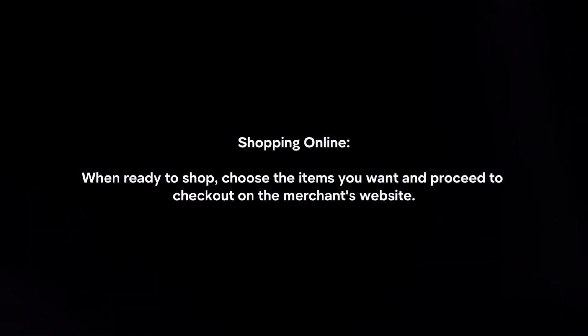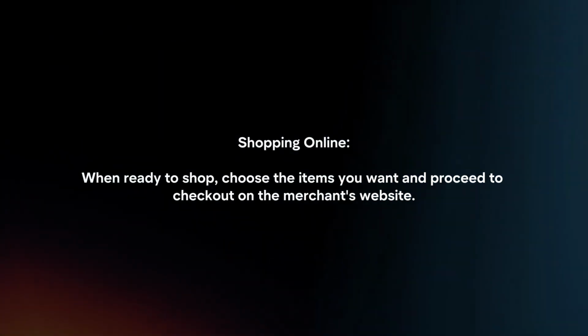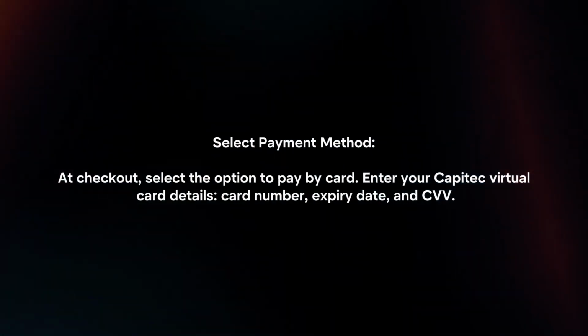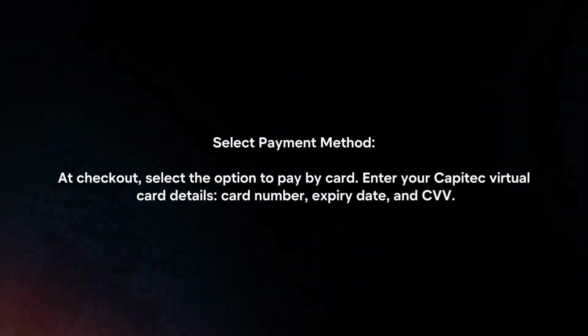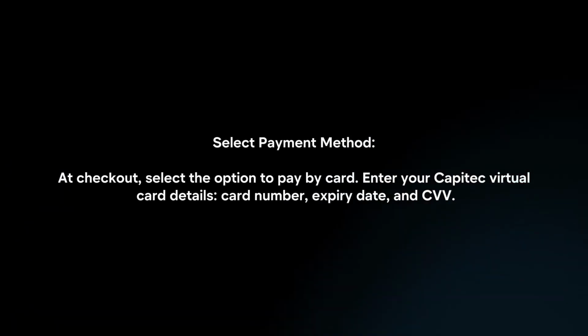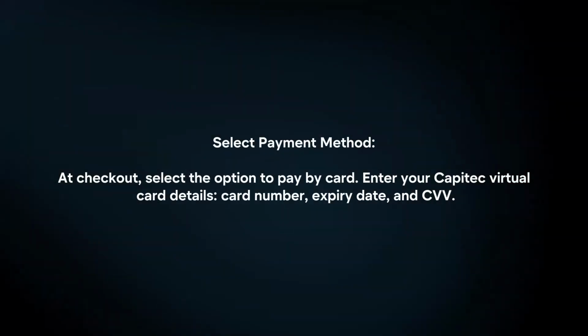Shopping online. When ready to shop, choose the items you want and proceed to checkout on the merchant's website. Select payment method. At checkout, select the option to pay by card. Enter your Capitec virtual card details: card number, expiry date, and CVV.